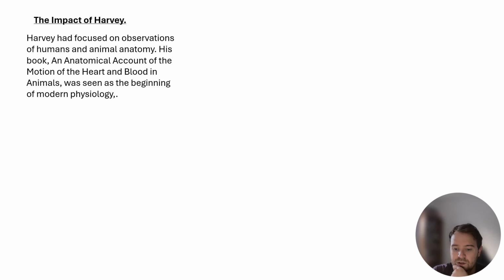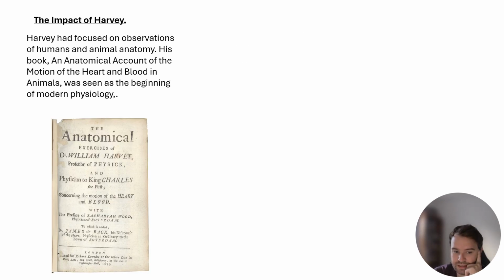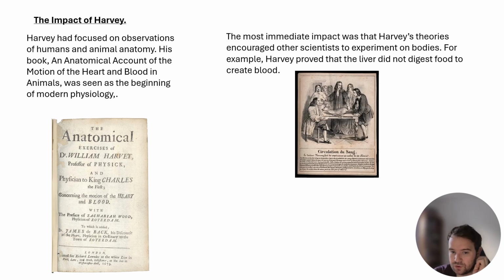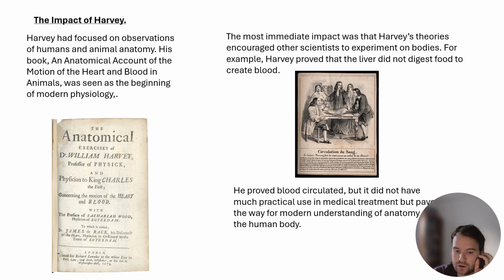Right, so why is Harvey so important? Again, this is really us analysing Harvey and thinking, right, how does he really progress medicine? He has his own book, The Anatomical Account of the Motion of the Heart and Blood in Animals, which is the start of modern physiology. So that's important. You start off one of these modern sciences. He really encourages people to study the body and look at dissection more. So he really encourages that.